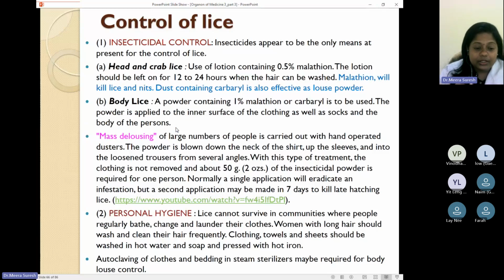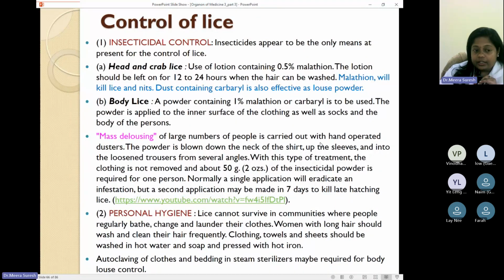I have given you one link. You can watch it later. When I was just googling, I saw this video, maybe from a movie, I'm not sure, a small clip on doing this mass delousing, where they spray some kind of chemicals on the key areas of a large number of people.